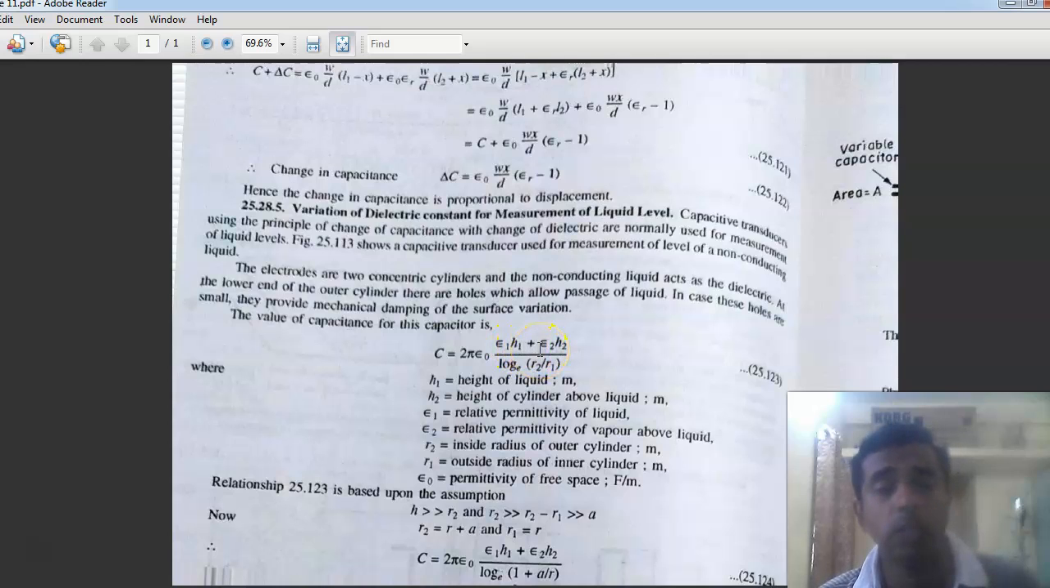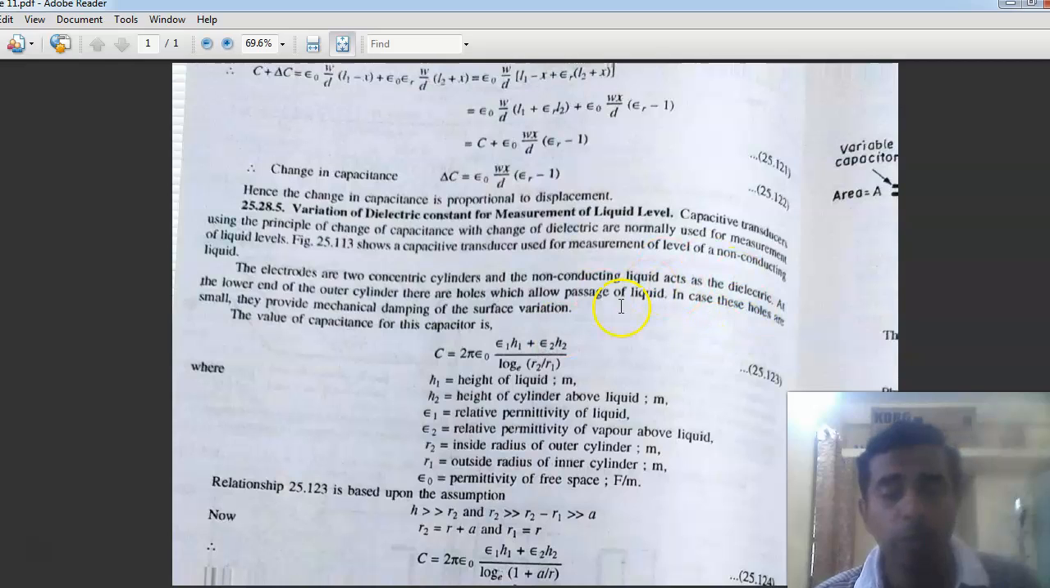So this is all about the third mode of capacitive transducers, that is using the variation of dielectric constant. So one requirement here is that the liquid used should be essentially a non-conducting one. Why should it be a non-conducting one? Because the conducting plates should definitely be separated by a dielectric medium. So the liquid should be of a dielectric material. Okay, so that is all about capacitive transducers.